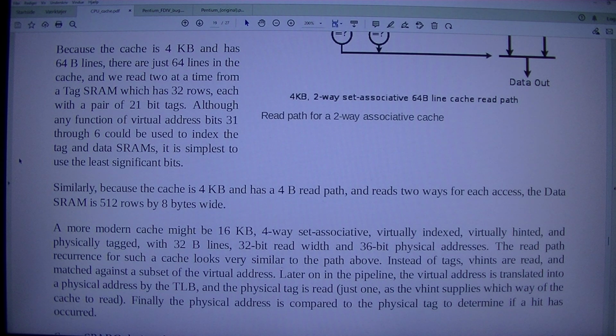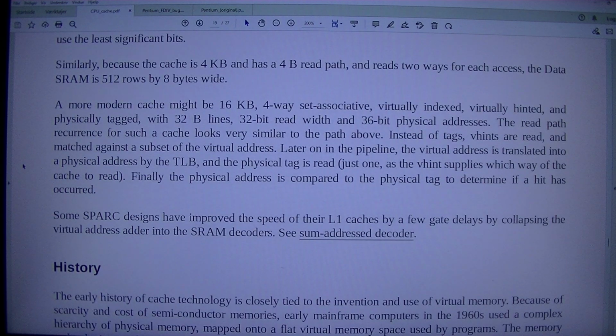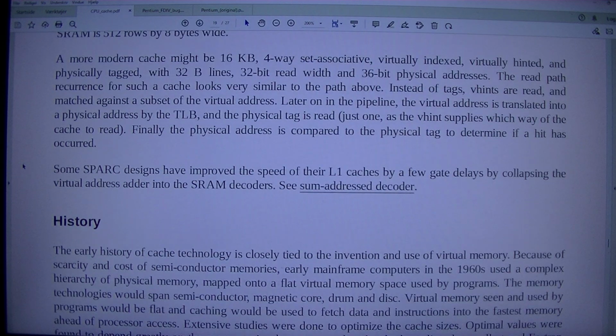A more modern cache might be 16 kilobytes, 4-way set associative, virtually indexed, virtually hinted, and physically tagged, with 32-byte lines, 32-bit read width and 36-bit physical addresses. The read path recurrence for such a cache looks very similar to the path above. Instead of tags, hints are read and matched against a subset of the virtual address.